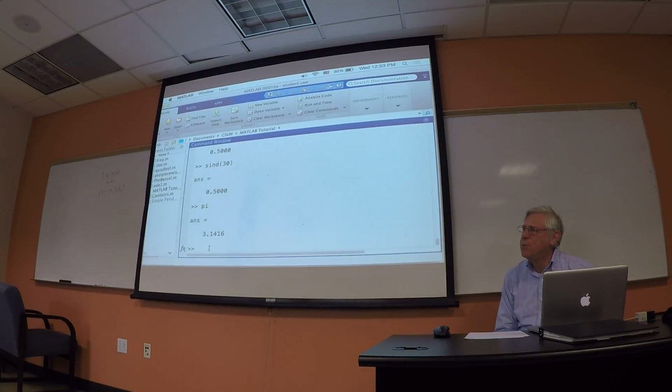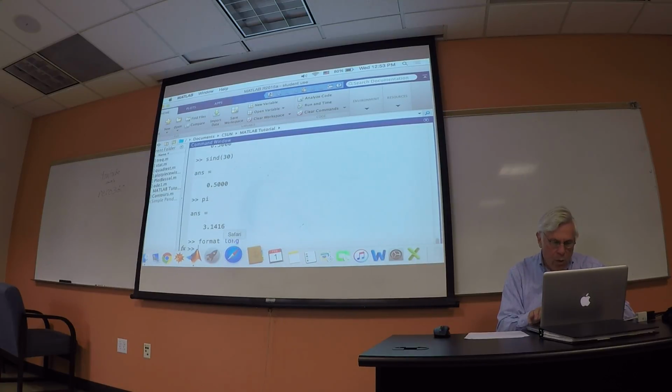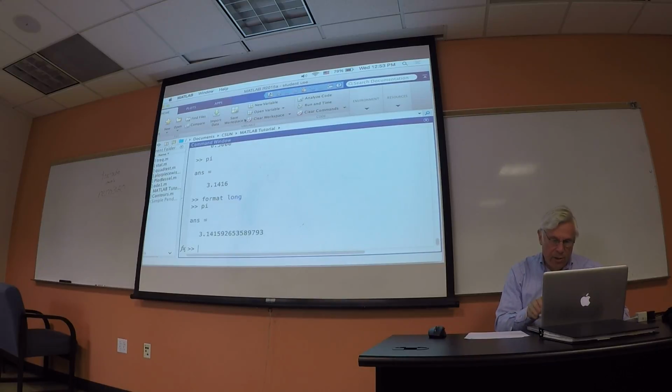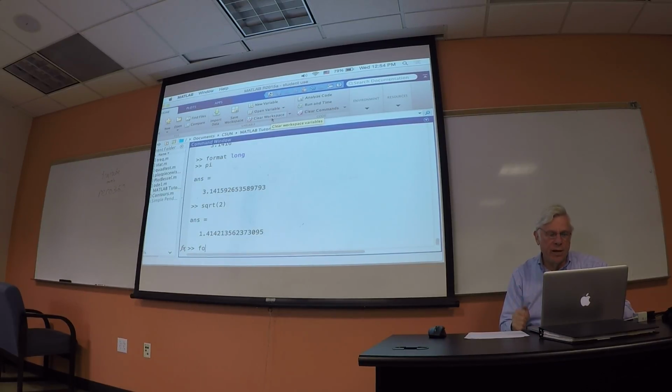Suppose you want to see more digits on something. There's a command called format. What we have here by default, when you open up MATLAB, is what's called format short. There's also a thing called format long, which will give us more digits. Once I execute format long in my MATLAB session, it will continue in format long until I switch back to format short. So, for example, if I do pi now, you get all those digits. Square root of 2, which before was just 1.414, now comes out to full precision. You can also do things in exponential format. Just look up the format command in the help, and you'll find out how to do that.